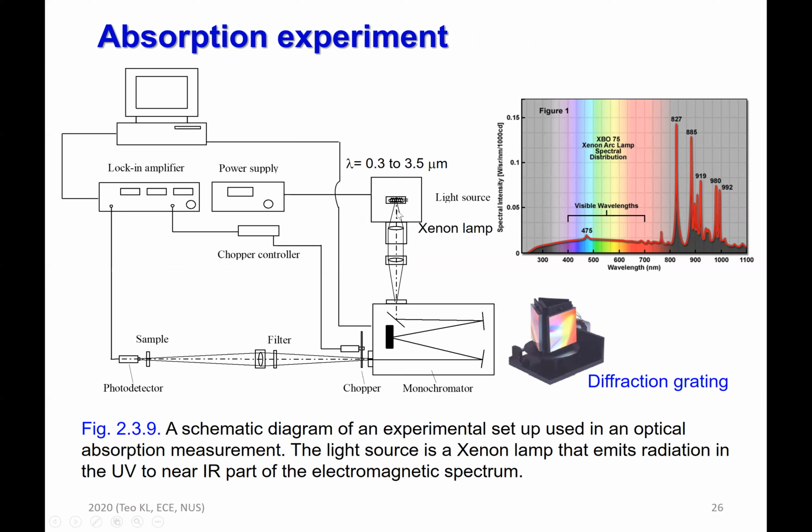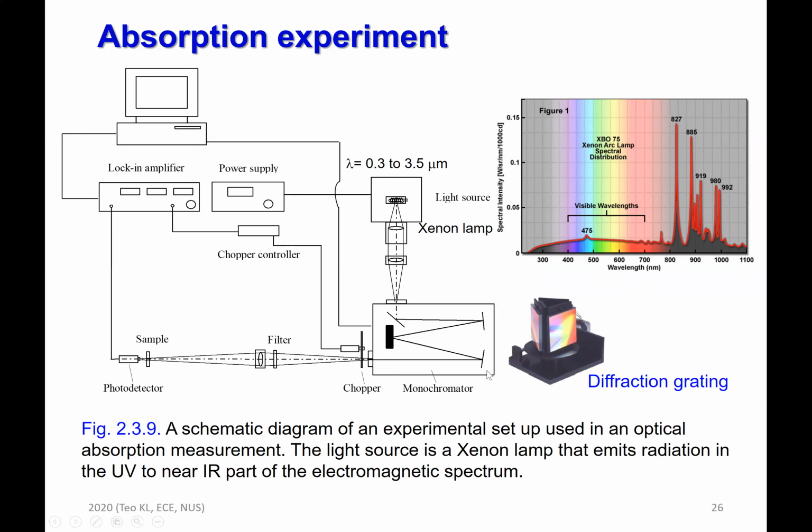You use a xenon lamp, which is a light source, and the xenon lamp has a wide spectrum of wavelengths. It ranges from 0.3 to 3.5 micron. So this is basically the spectrum of the xenon lamp, the intensity as a function of the wavelength. There are certain spikes down here which you should try to avoid, because that will give you interference in your measurement. So you can measure within this range.